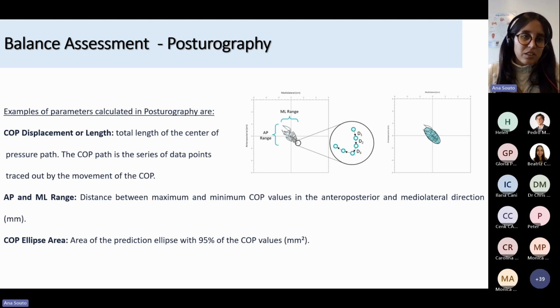the total length of the center of pressure path. So the number of points that the center of pressure goes along the plate, and this is calculated by the software. We can also have measurements in only one plane or another. So this is also important if you want to see if there is more sway, for example, in the medial lateral plane or in the anteroposterior plane.